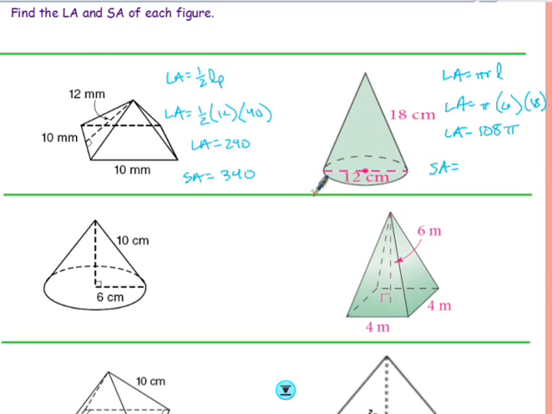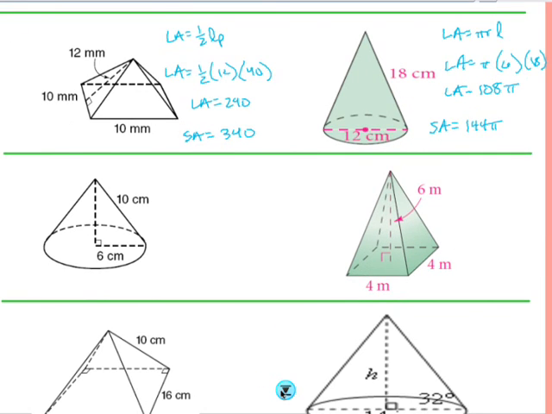For the surface area, I'm just going to add the area of the base, which is a circle. So that's pi r squared. The radius is 6. 6 squared is 36. So 108 pi plus 36 pi is 144 pi. Okay? Easy enough? Sure seems easy now.